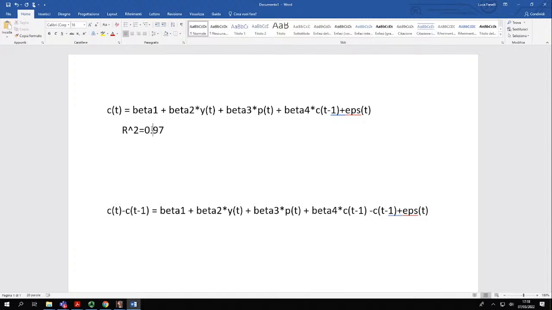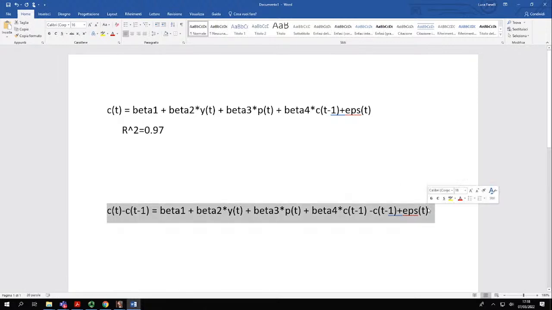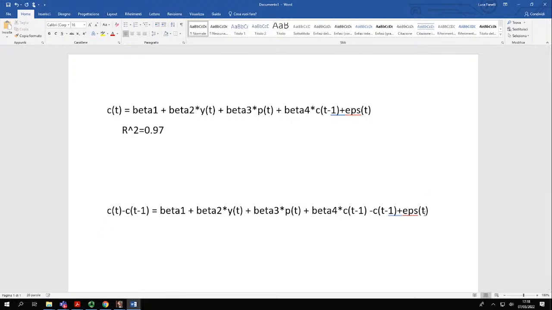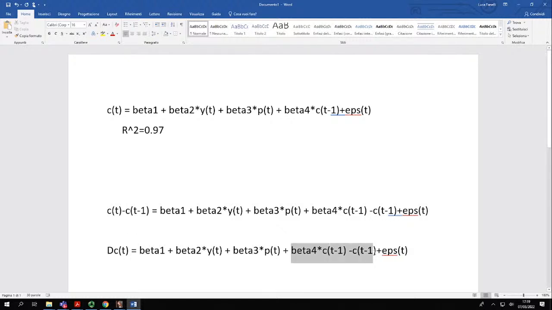It is right. Now, algebra allows me to do the following exercise. I have added minus consumption at time t minus 1 on the left, and I have done the same on the right. I'm not changing the model. But what is the interpretation of this number here on the left? You should agree with me that the left-hand side is the growth rate of per capita gasoline consumption from one year to the previous one. So I should use the delta, the first difference. That would be the growth rate. And I could rewrite the coefficient as beta 4 minus 1, times consumption at t minus 1.